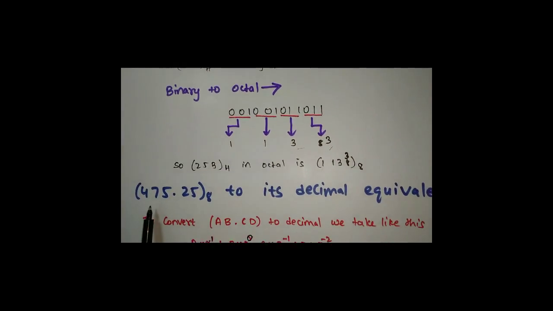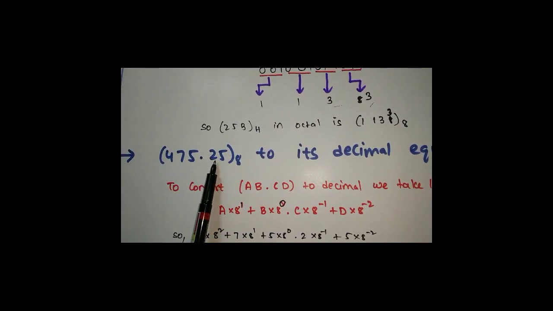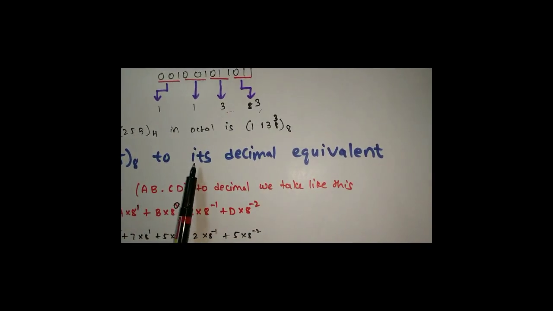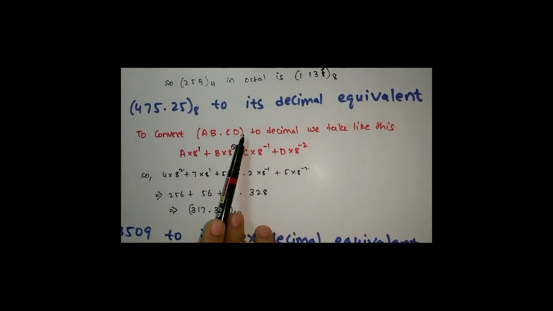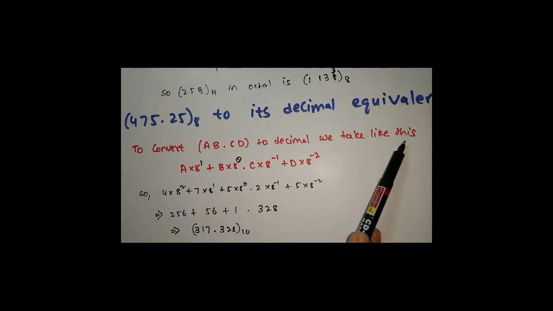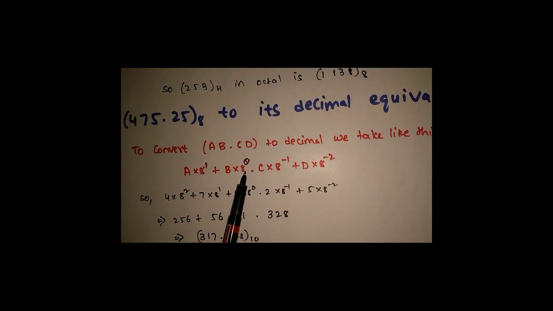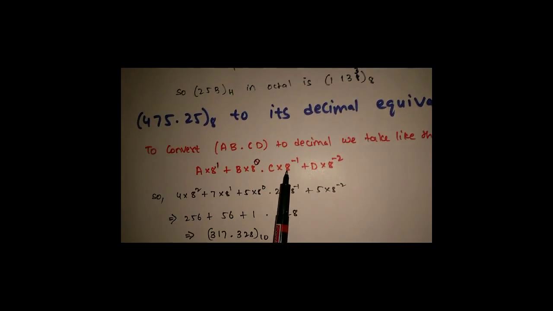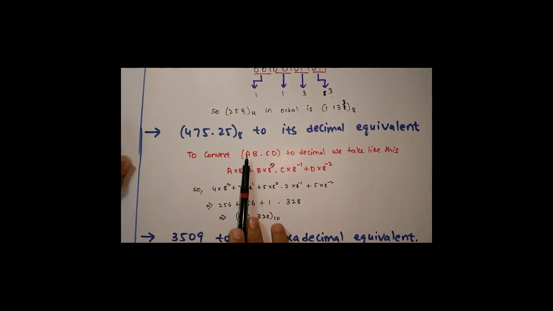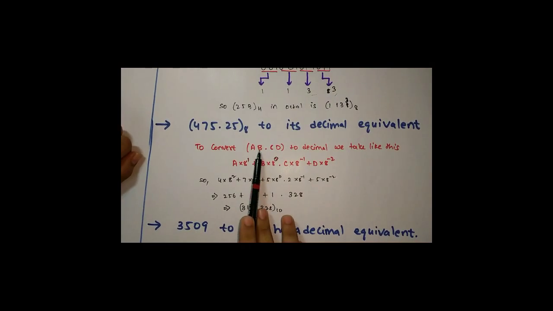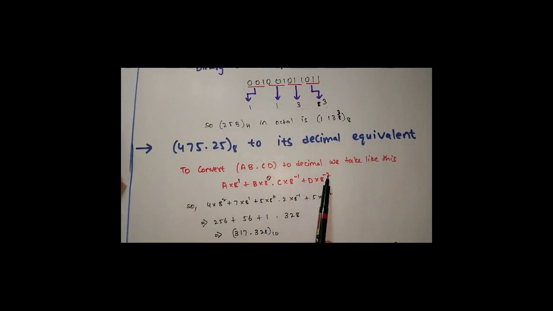Now the next example is 475.25 to the base 8, to its decimal equivalent. To convert AB.CD to decimal, we take it like this: A into 8 to the power of 1, plus B into 8 to the power of 0, point C into 8 to the power of minus 1, plus D into 8 to the power of minus 2.